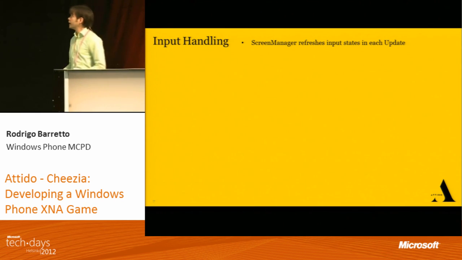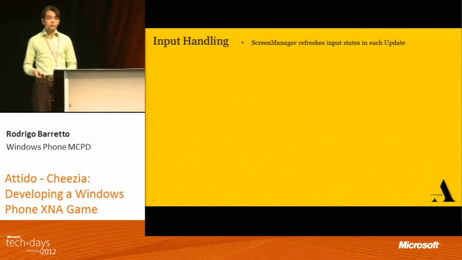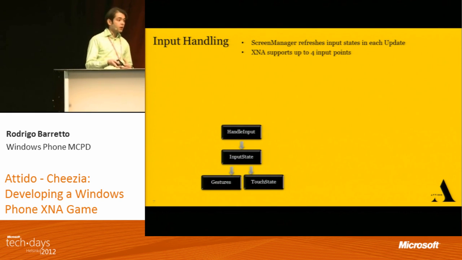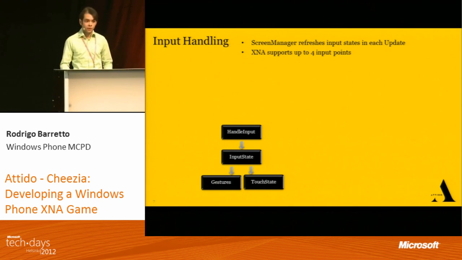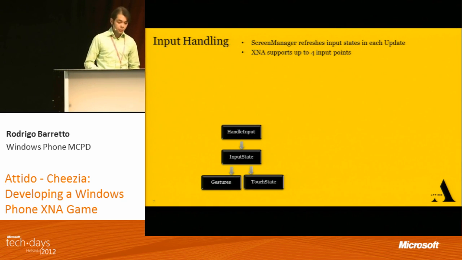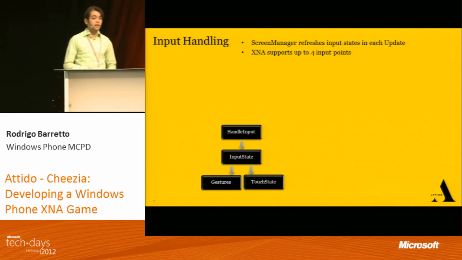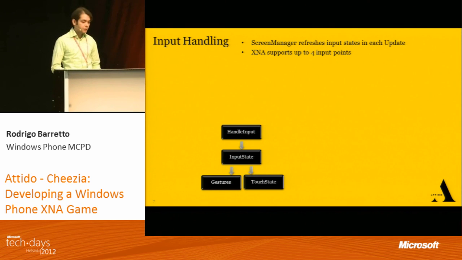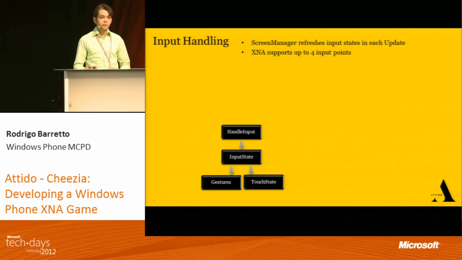Now, when it comes to input handling, the screen manager is responsible for refreshing the input state in every update tick. And it's also responsible for calling the HandleInput method only for the topmost active screen. So you actually don't need to worry about it anymore. All you have to do is just implement this method, which in this case receives an input state as a parameter, and it has a few properties. Two that you're basically going to use are the gestures, which contains a list of gesture samples, and it basically tells information regarding, for example, the delta of a drag or the position of a point.